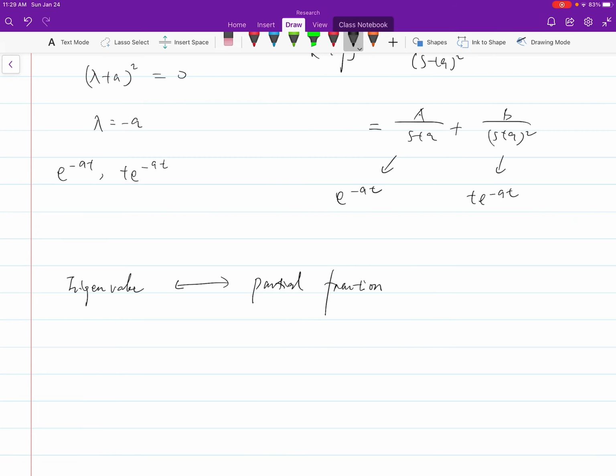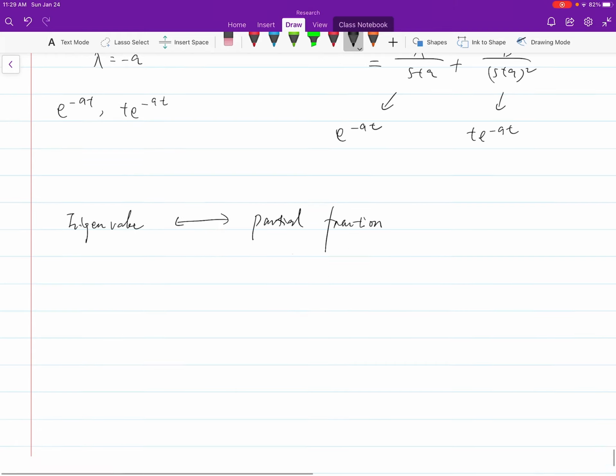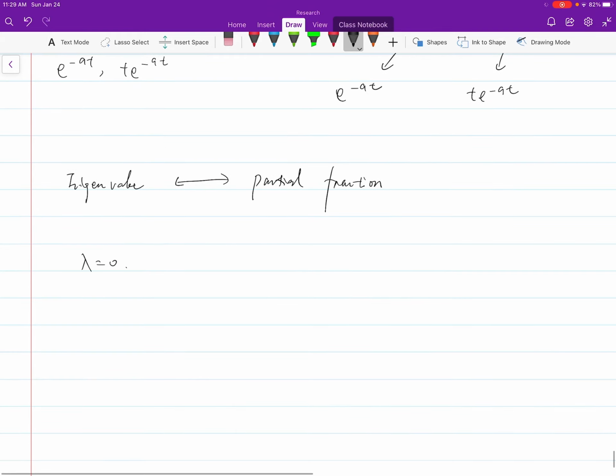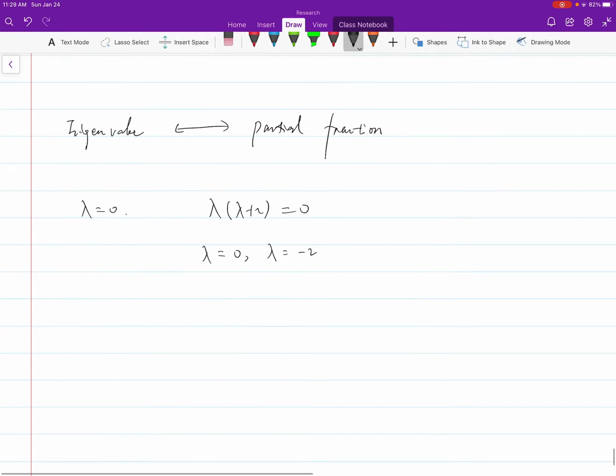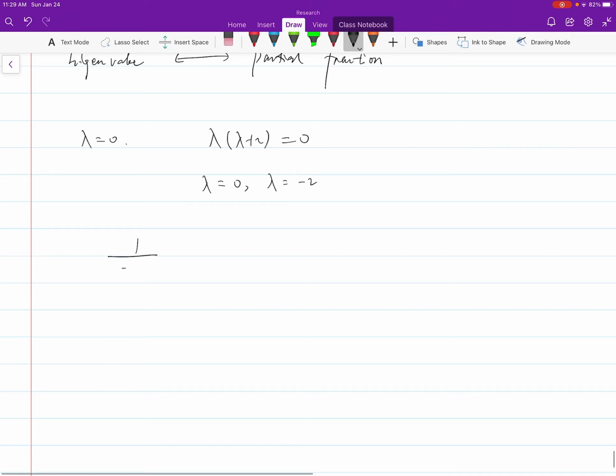Okay, so if I were you, I would take some time and reflect on what we had in chapter 3, and then try to match them one by one. Okay, you can even think about what will happen to lambda equal to 0. So that would be corresponding to lambda times (lambda plus 2) equals 0. You have two eigenvalues, 0 and negative 2. So how are you going to write down the solution? Okay, and then compare it with the Laplace transform.